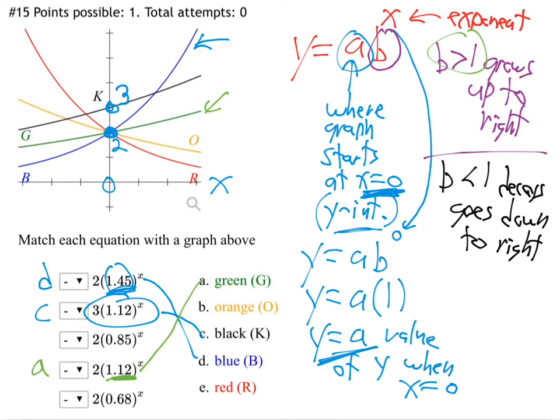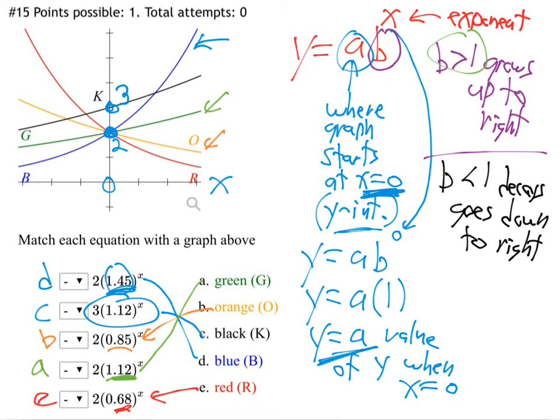The other two are less than 1, so the orange one here and the red one. So the red one is the smallest number. So we could do that one easy. The red one's right here. 0.68 is the smallest. That's got to be the red. And then the orange is right here, the 0.85. It's less than 1. It's going down to the right, but it's not as small as the red one. There we go. That wasn't too bad.